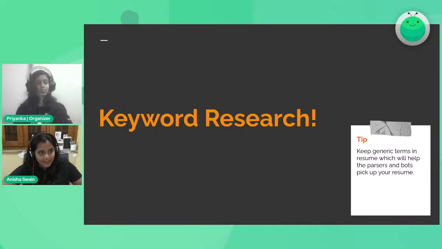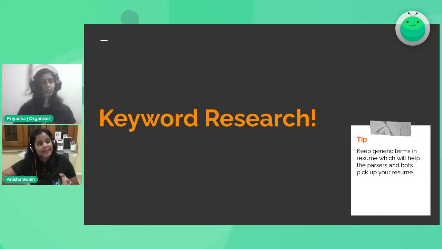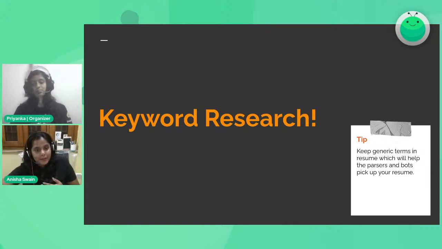Those are not humans, and they do it on top of these terms. For example, if the position is about JavaScript web development, and you don't put JavaScript, you put JS, it's not going to select your resume, right? Because it's already searching with JavaScript. So your resume won't at all pass that screening. Your parser won't be able to pick up your resume.